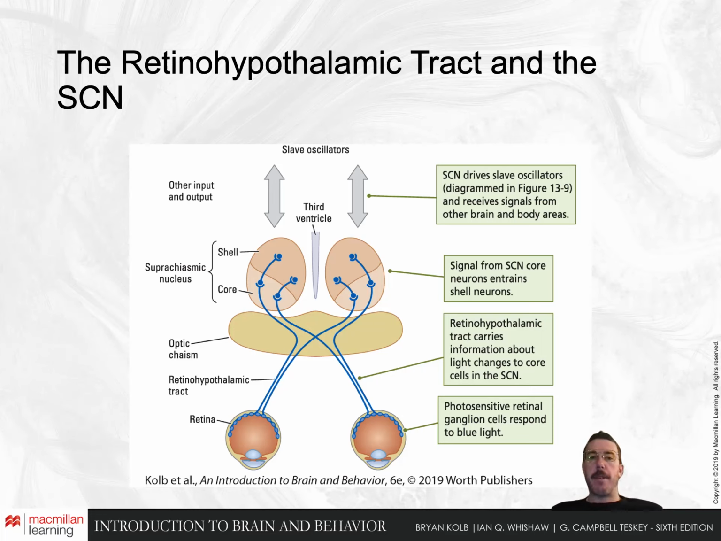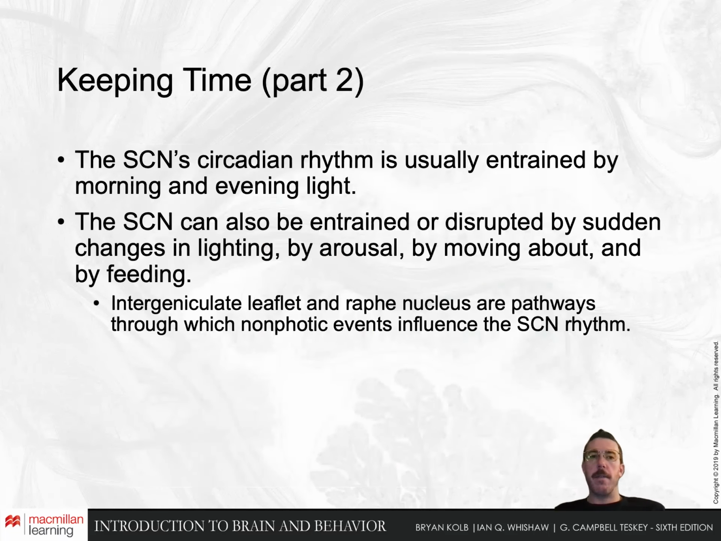And they synapse onto neurons, which then activate neurons in an area called the shell. And the suprachiasmatic nucleus is just adjacent to the third ventricle. The shell then sends its output to other parts of the brain and drives these so-called slave oscillators. It also receives input from other parts of the brain. So if we use our muscles a lot at a certain part of the day, we can entrain the rhythms in that way as well.